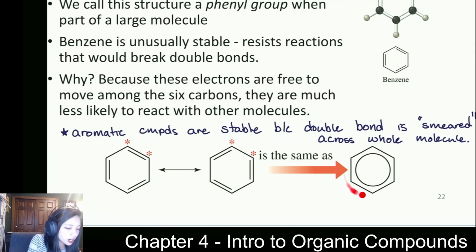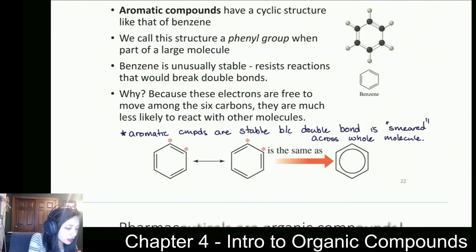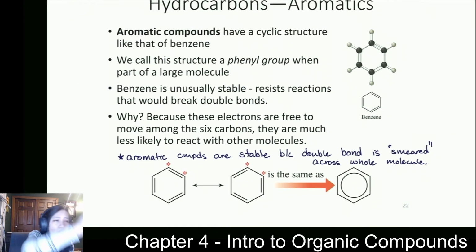So we oftentimes draw benzene rings or aromatic rings like this, where actually the double bonds are all smeared across the entire molecule. And that's why benzene and aromatic compounds are really non-reactive, because there's not really a double bond in the molecule itself, even though we draw it that way. It's actually just smeared across the whole molecule.